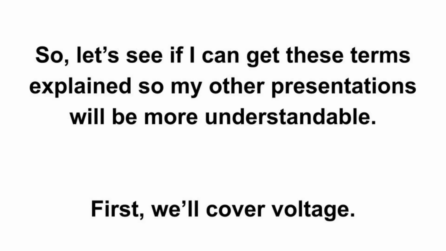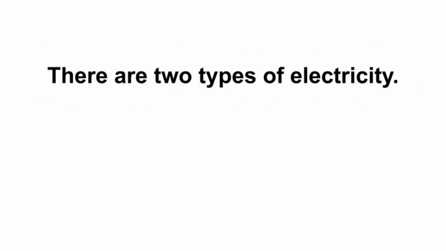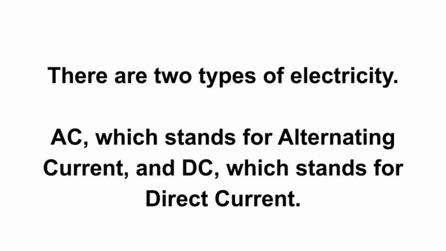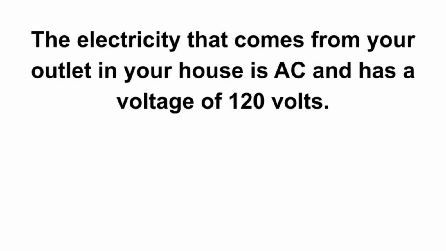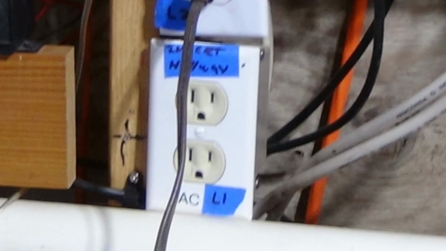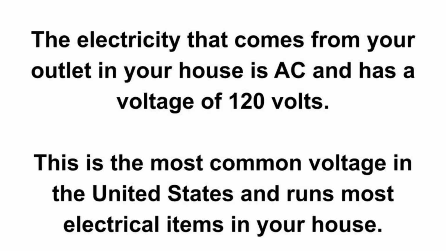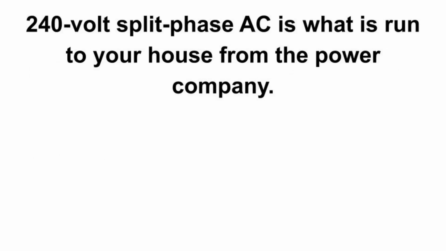First, we'll cover voltage. There are two types of electricity: AC, which stands for alternating current, and DC, which stands for direct current. The electricity that comes from your outlet in your house is AC and has a voltage of 120 volts. This is the most common voltage in the United States and runs most electrical items in your house. 240-volt split-phase AC is what is run to your house from the power company.